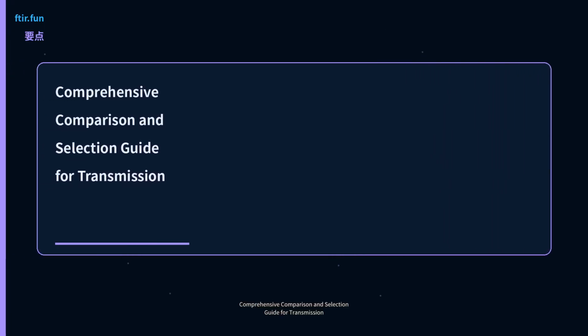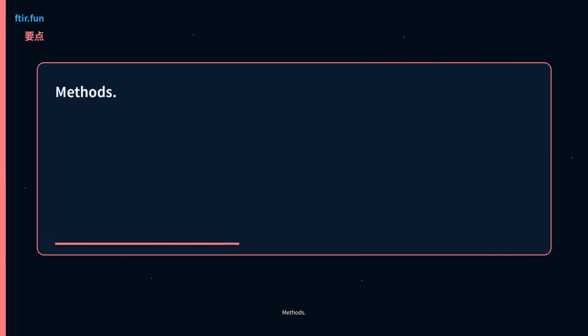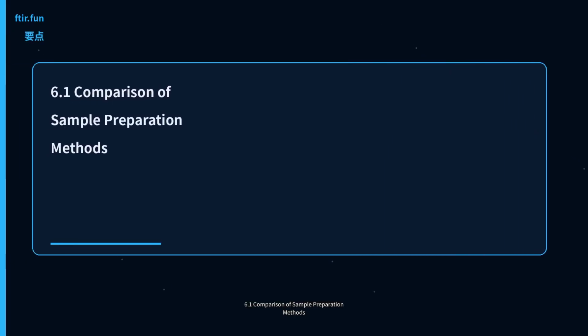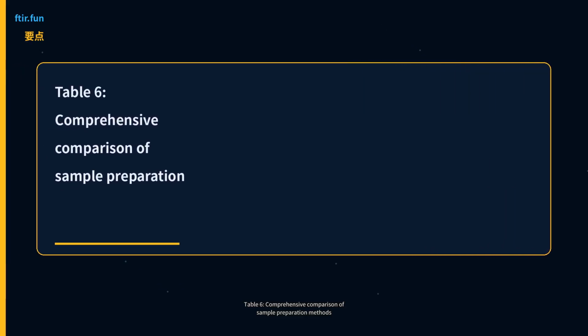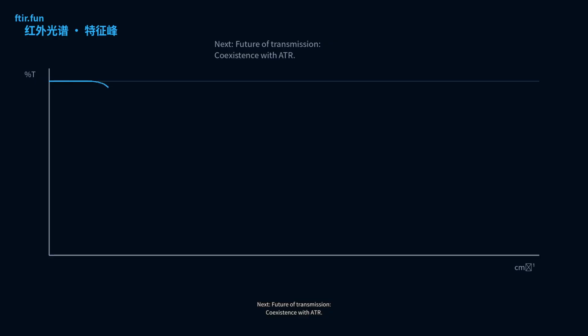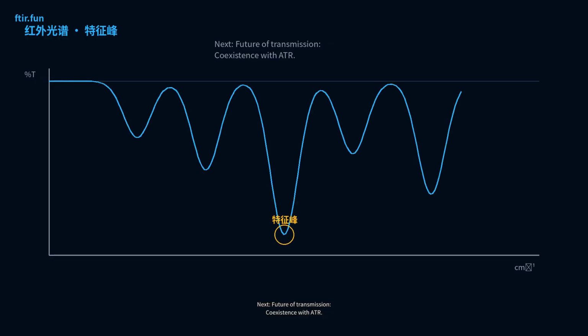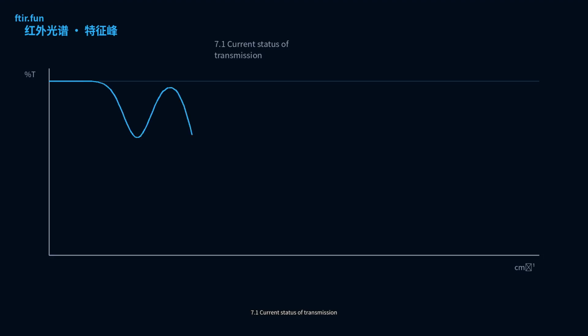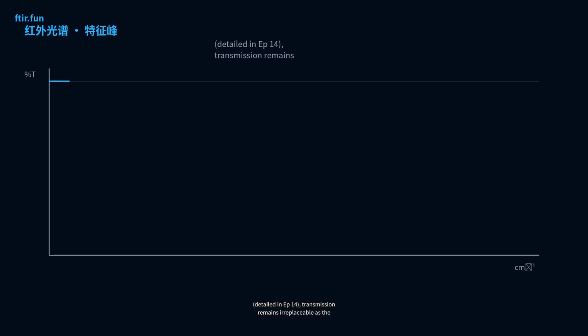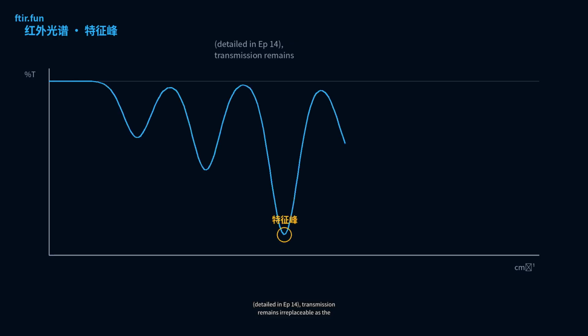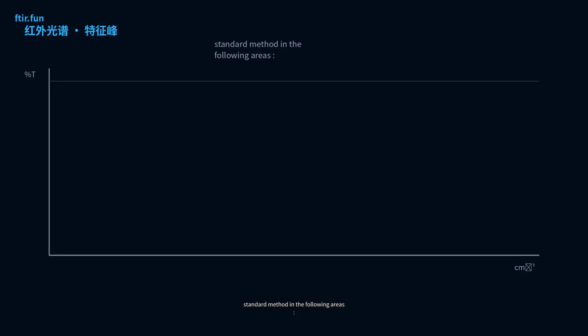Next, comprehensive comparison and selection guide for transmission methods. 6.1 Comparison of sample preparation methods. Table 6: comprehensive comparison of sample preparation methods for transmission mode. Next, future of transmission, coexistence with ATR. 7.1 Current status of transmission. Although ATR has become the mainstream for routine analysis, as detailed in Ep13, transmission remains irreplaceable as the standard method in the following areas.